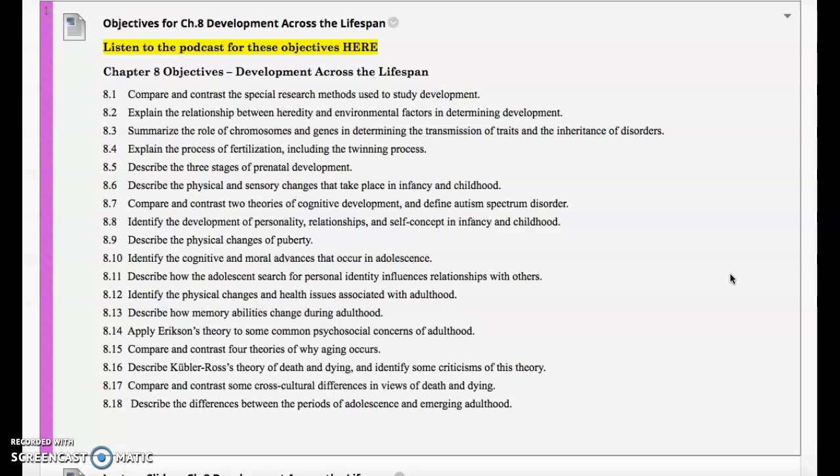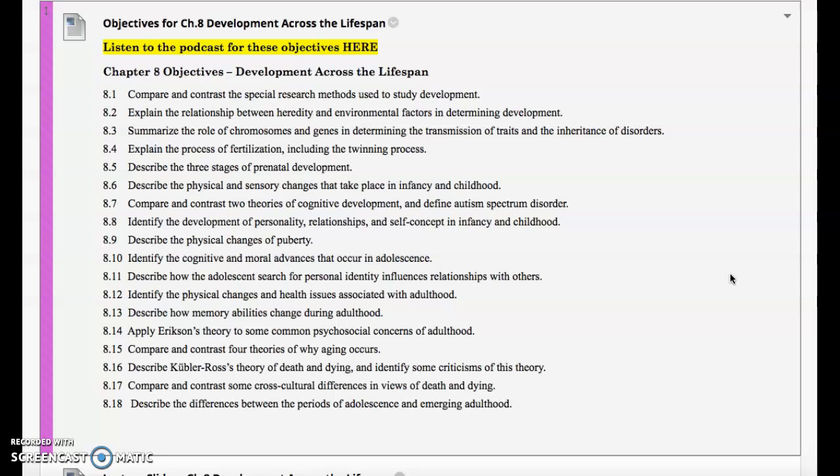Identifying cognitive and moral advances that occur in adolescence. So here's where Kohlberg comes into play. What kinds of things do we start thinking differently as we move into adolescence? And what is the role of personal identity that starts to trump everything else? This is sort of the quintessential adolescent dilemma, that search for one's own individual identity. And this influences largely the person's relationship with others.